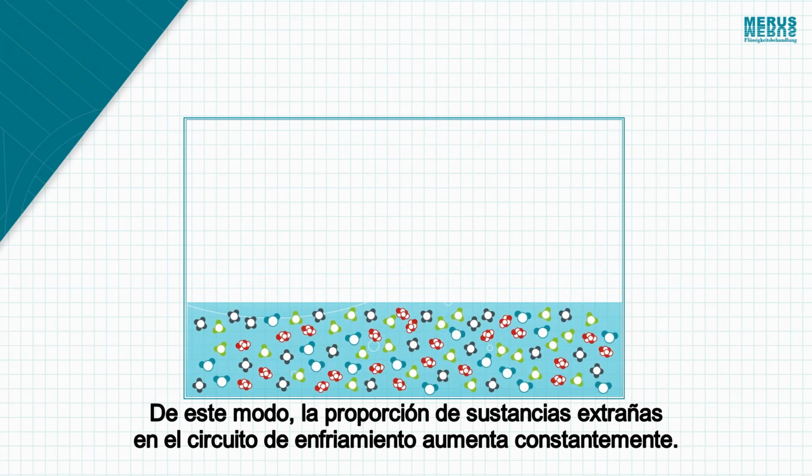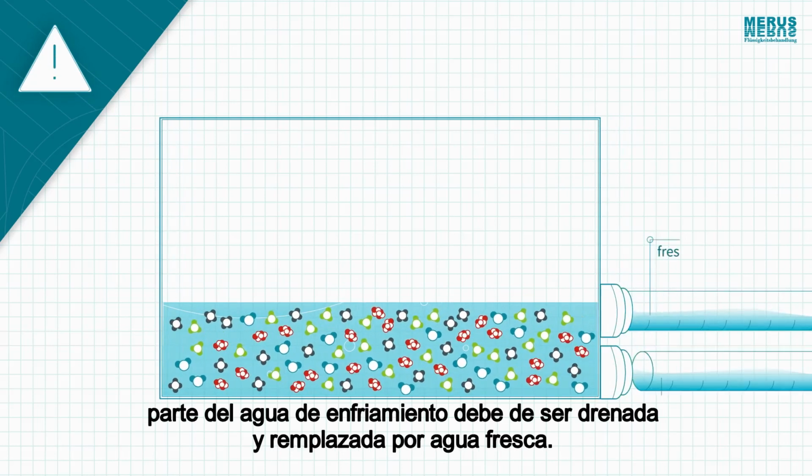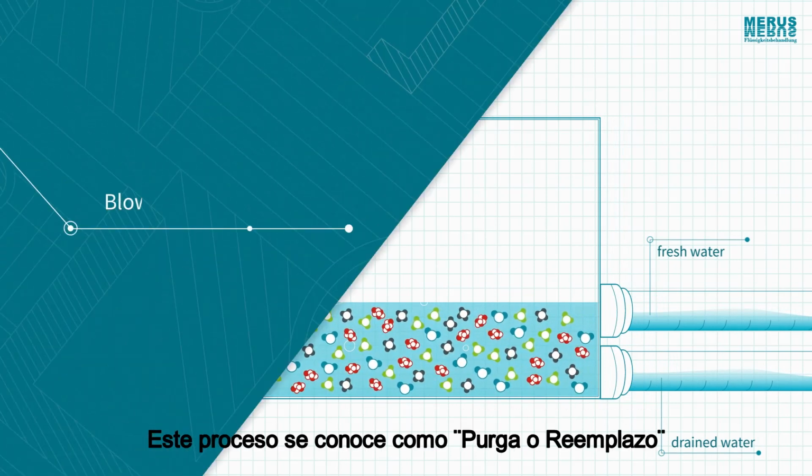If the concentration of foreign substances in the system becomes too high, part of the cooling water must be drained and replaced by fresh water. This process is called blowdown.